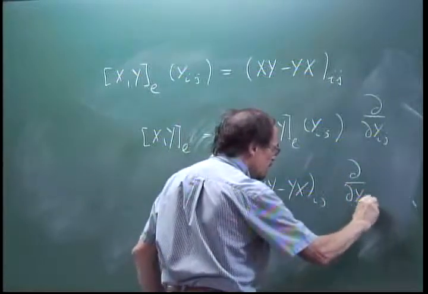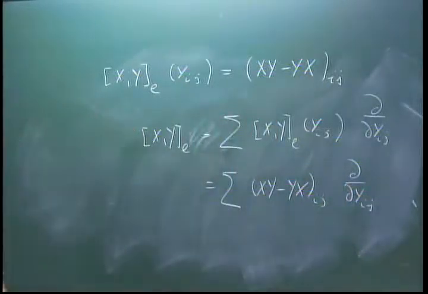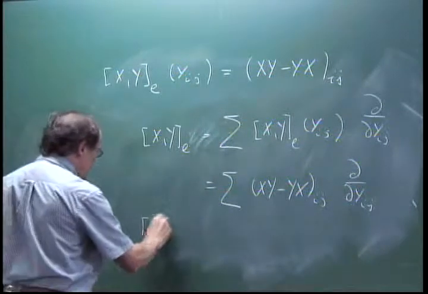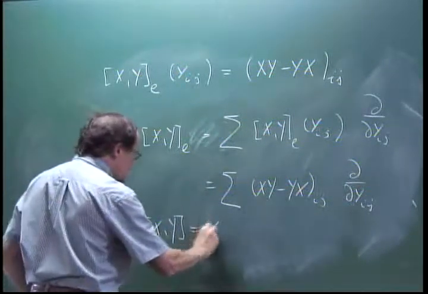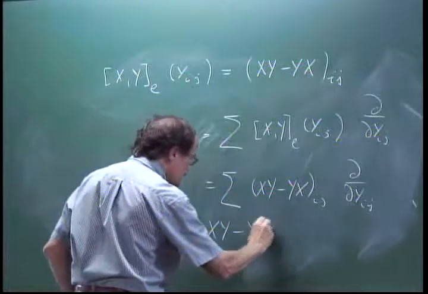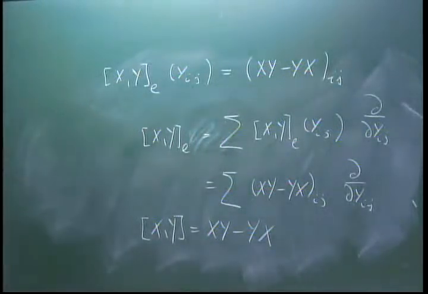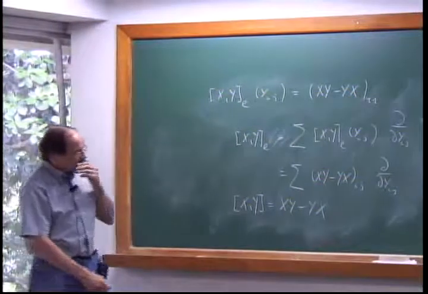So here I get the summation of the ijth component of xy minus yx, times d/dyi. Of course, this now means, interpreted, that [x,y] is xy minus yx. So both the left and right are computed in that basis, and the ijth component agrees with each other. Okay.